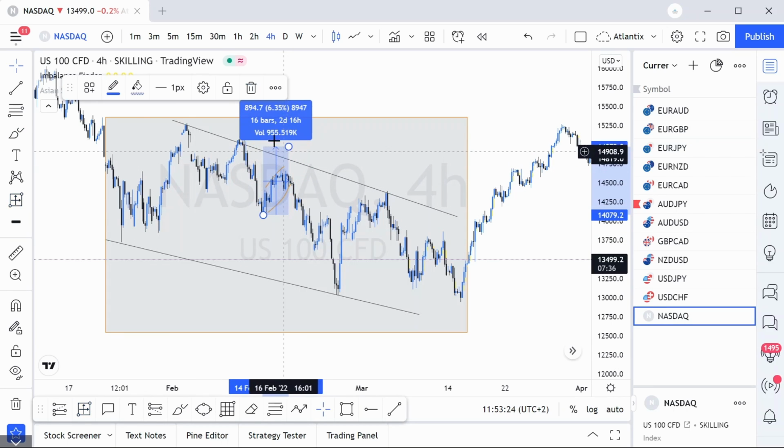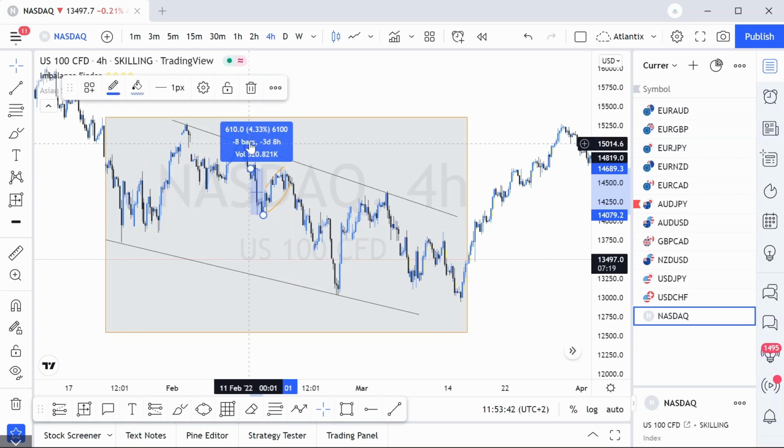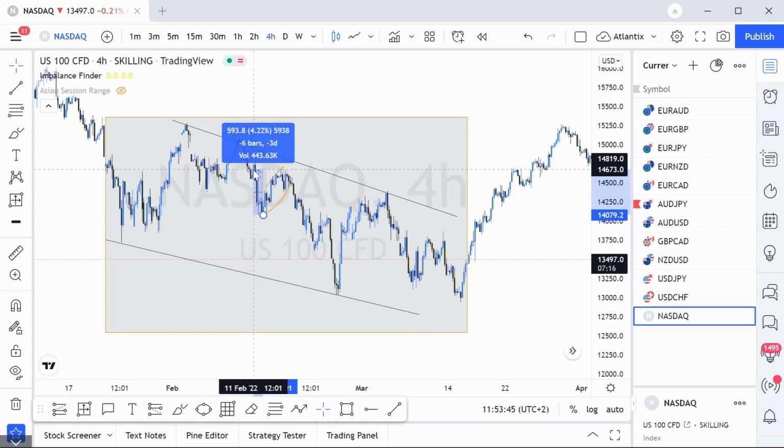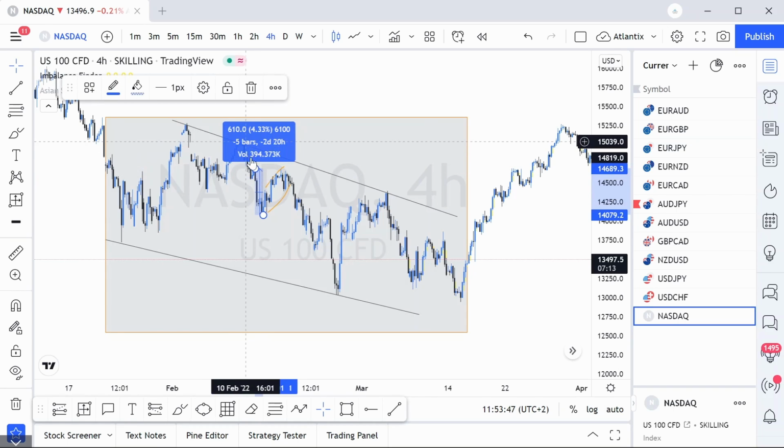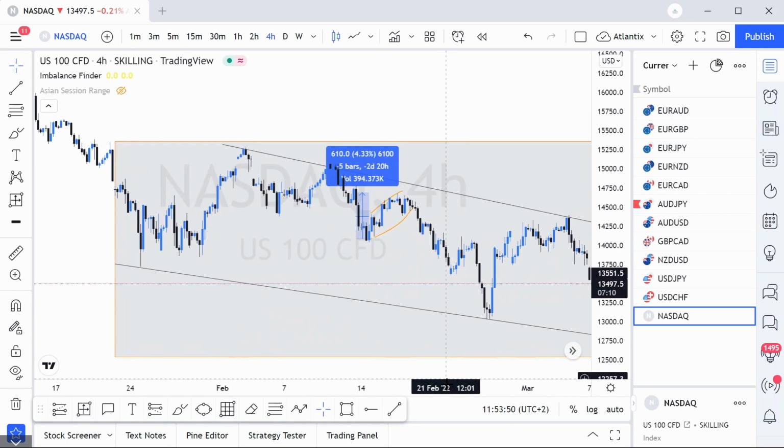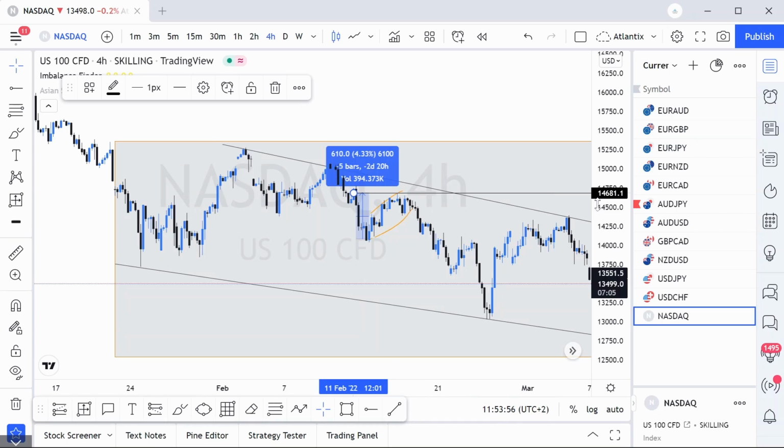So over there, we've got about 16 bars for price to move from here up to this high. But when you look to the left, where price dropped, you can see that it's only 8 bars, actually 5 bars, just for price to drop from the same price point of 14,681.1. From this same price point, price dropped to this low in just 5 bars.